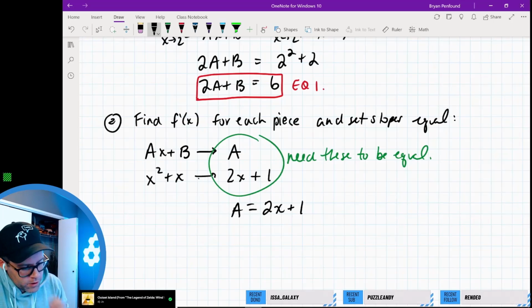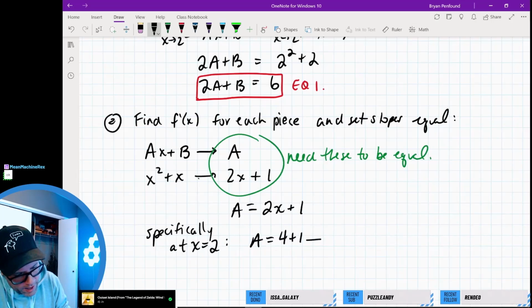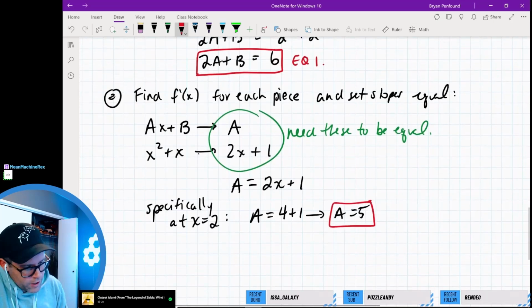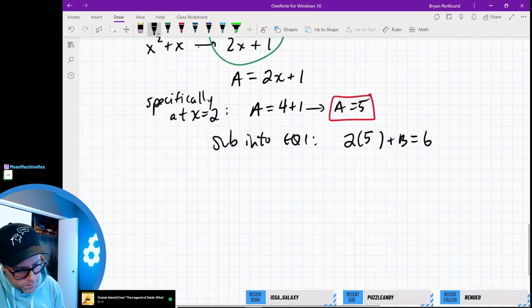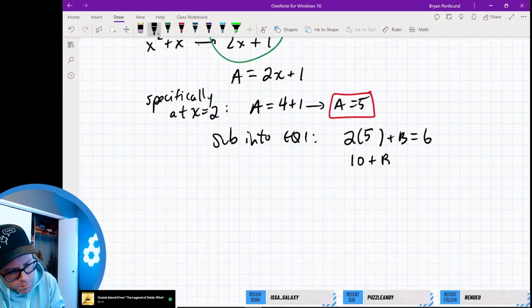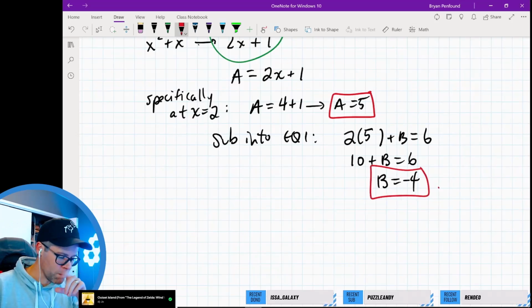So we need a to be equal to 2x plus 1, but specifically, at x equal to 2, we have a equal to 4 plus 1. We need actually a equal to 5. So that's going to give us our value for a. Now we can sub that back into equation 1. So we know that 2 times a plus b is equal to 6. So 10 plus b is equal to 6. So b is equal to negative 4. So a is equal to 5 and b is equal to negative 4.